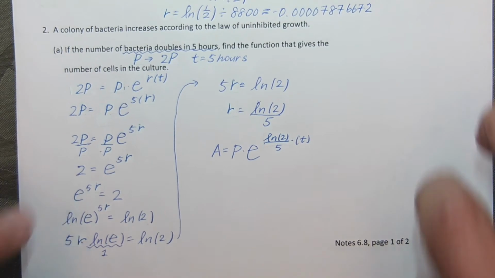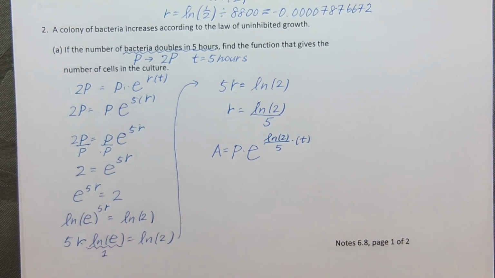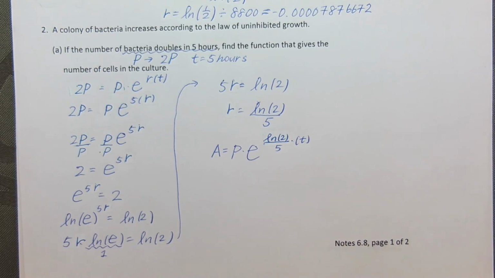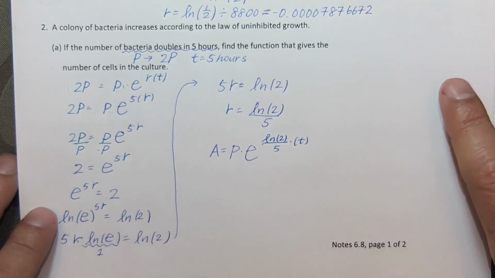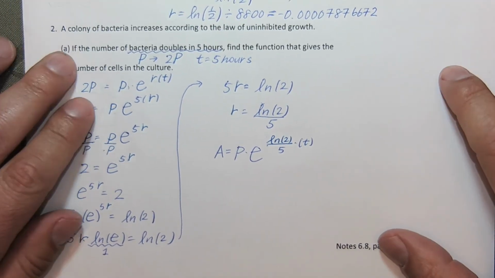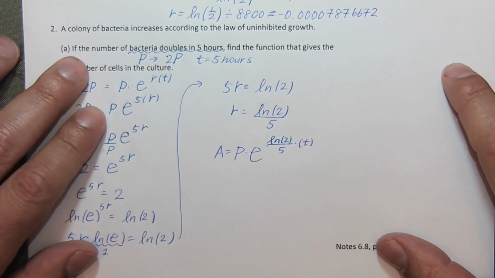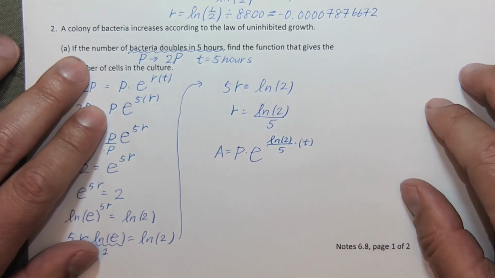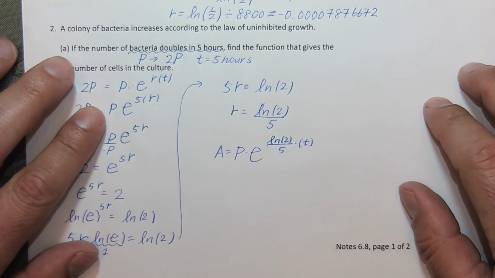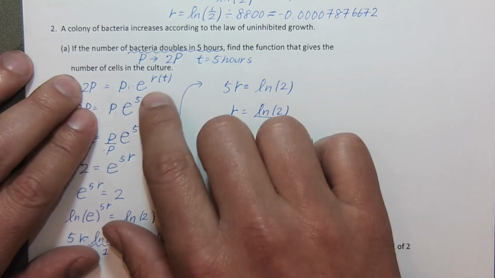Next, we have a colony of bacteria that increases according to the law of uninhibited growth. What that means is we put it in a nutrient-rich medium at a constant temperature and pressure so that it's optimal for the bacteria to grow. This is done all the time in labs. And we're going to start with: if the number of bacteria doubles in 5 hours, sort of like a reverse half-life, find the function that gives the number of cells of the culture.